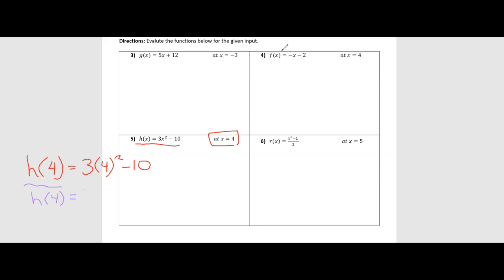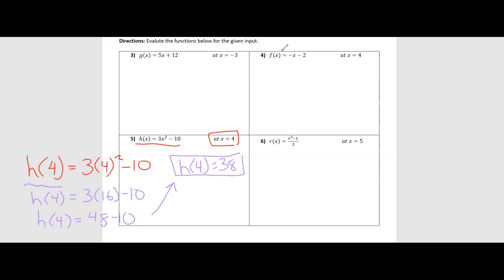Order of operations, I've got to do my exponents first. So I get 4 squared is equal to 16. I then can multiply, so 3 times 16 is 48. We'll come up here. 48 minus 10 is equal to 38. So h of 4 is equal to 38. That means when my input is 4, my output is equal to 38.